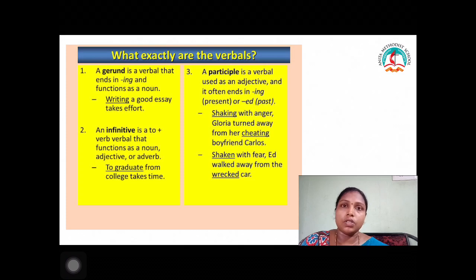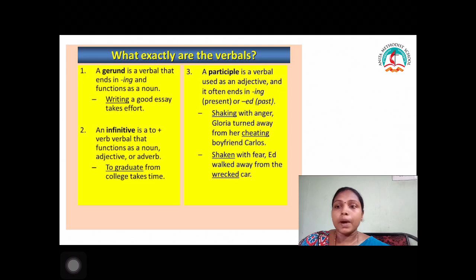What is a gerund? Gerund is a verbal that ends in ing and it also acts as a noun. For example, writing a good essay takes effort. Here, writing is a gerund. Writing acts as a noun and it ends with ing. The next one is infinitive. Infinitive is also called to verb. For example, to graduate from college takes time. To graduate is an infinitive. It is also called to verb.